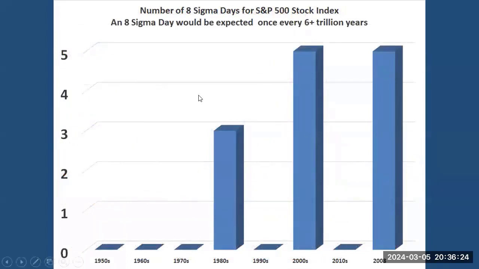All right, so we talked about this earlier. 8 sigma days. How often should you see an 8 sigma day? Never. Right? Every trillion years or so. So in the 80s, we saw 3, all of them related to the October 87 crash. In the 2000s, we saw 5, all of them in 2008.